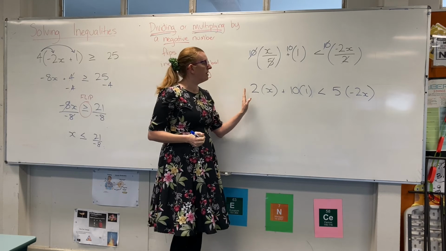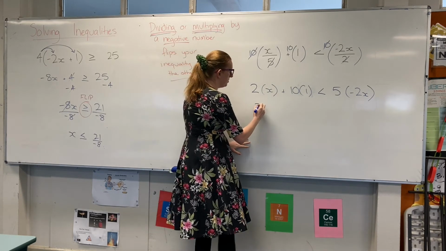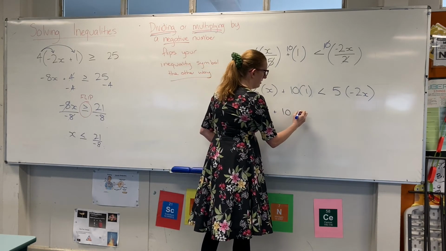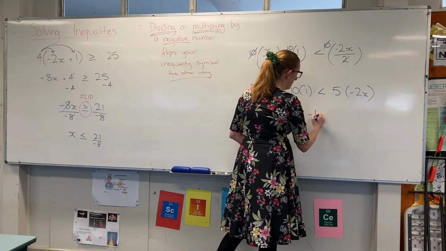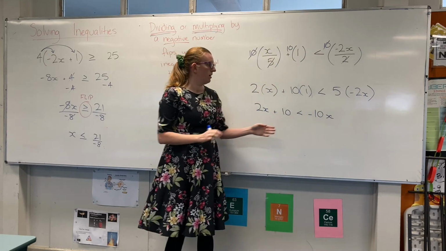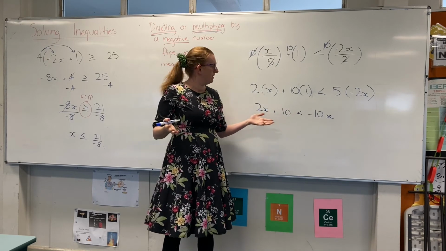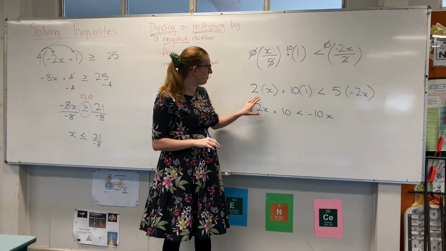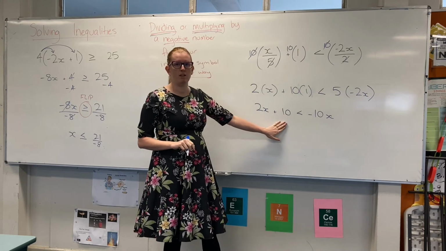Anyway, all right. Now we've got a bunch of brackets here that we need to expand. So 2 times x gives me 2x, plus 10 times 1 gives me 10. Then I've got 5 times negative 2x. That gives me negative 10x. Cool. Something weird is happening here because I've got x's on both sides. So I need to pick a side to move my x's to and leave my numbers on the other side. So I'm going to move this 2x over to here. That way I'll just have the number 10 left on this side.